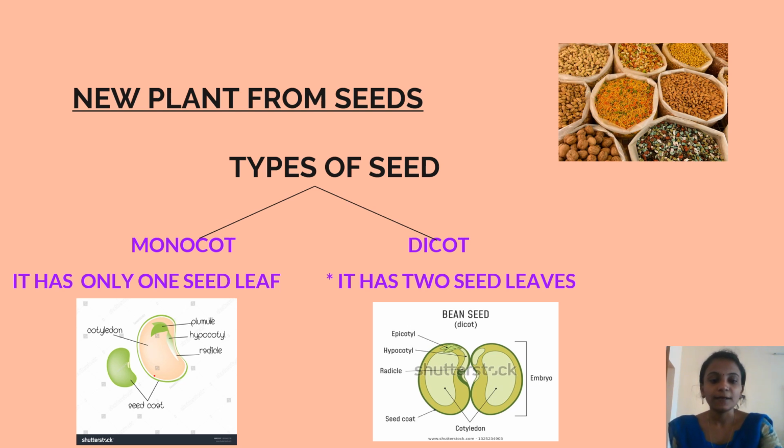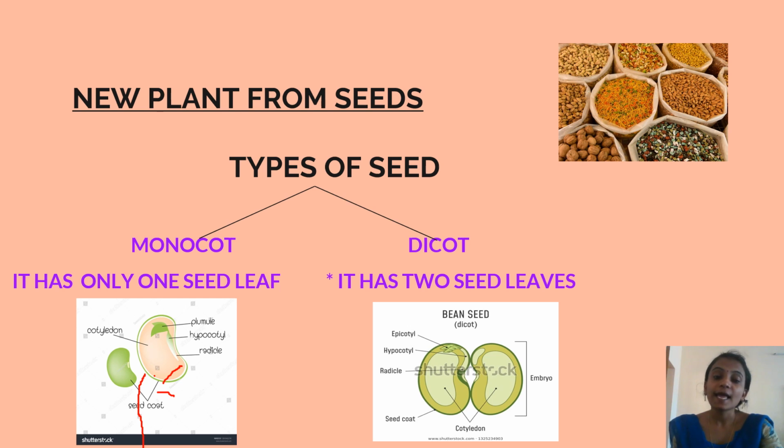Here, this is the seed coat. Seed coat means what? The outer covering of a seed is called the seed coat. This is the baby plant, and this is the seed leaf. The seed leaf is the food for the baby plant.